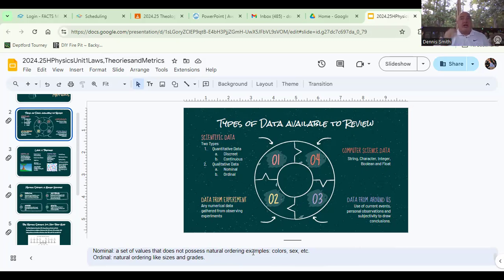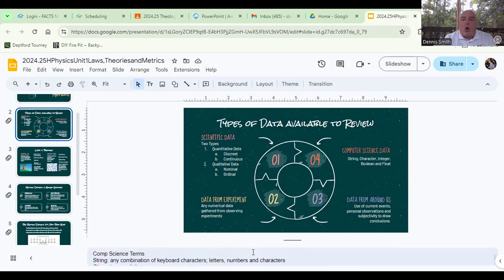Just like sizes, there's a natural order. It starts small, gets bigger. Okay. So those are all of those things that you can use. Now, data from experiments is any numerical or quantitative data that you can gather and measure from observing your experiments.